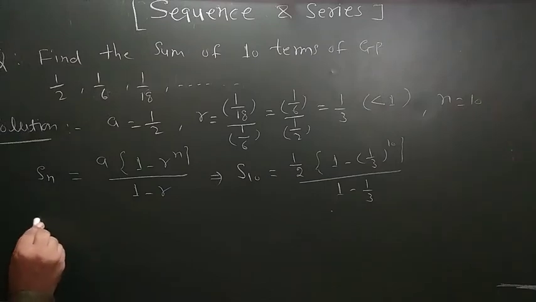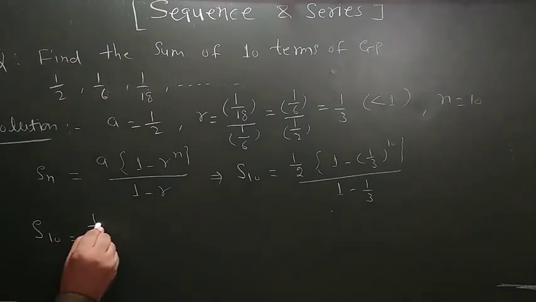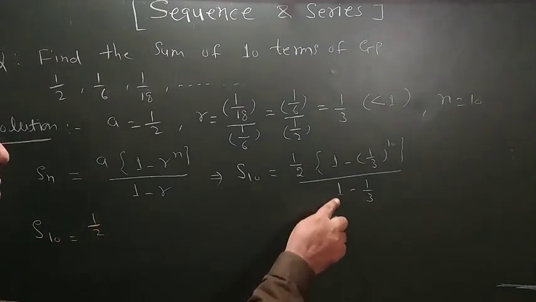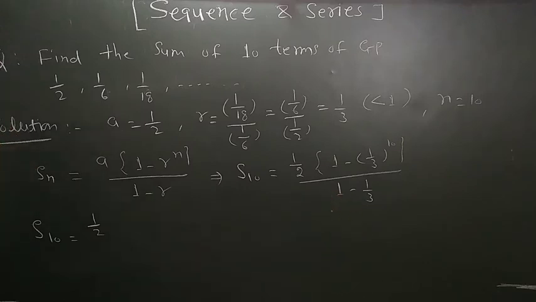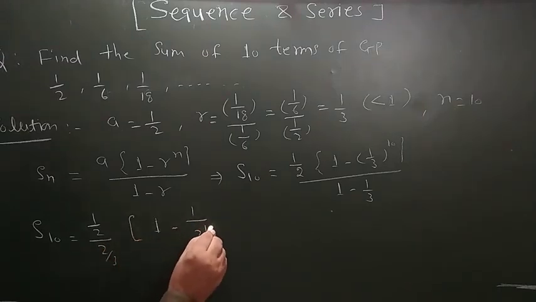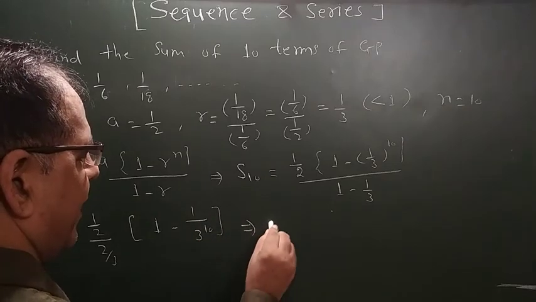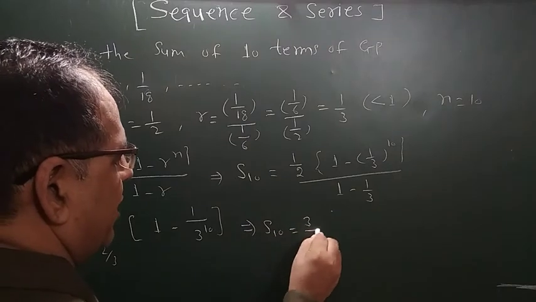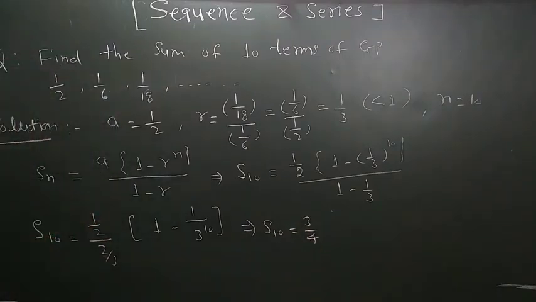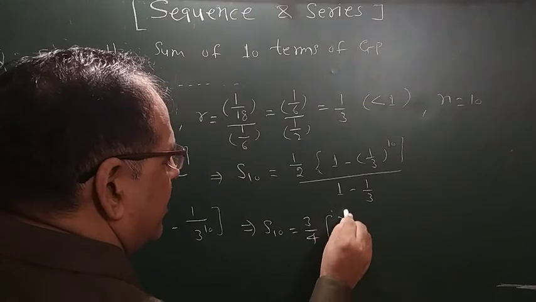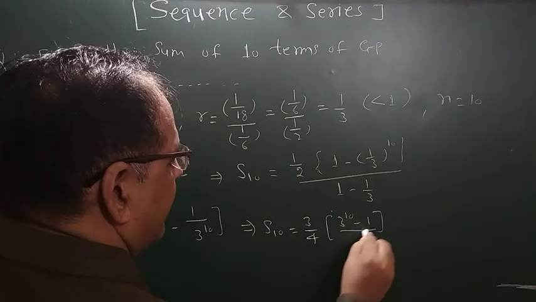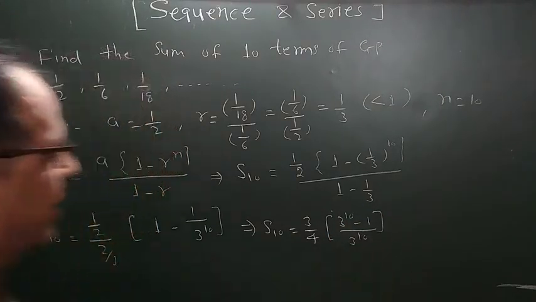Now simplify this. So S10 equals 1 upon 2 in the numerator, and again in the denominator 3 minus, so 2 upon 3 here, 2 upon 3 inside the bracket 1 minus 1 upon 3 to the power 10. So this becomes S10 equals 3 upon 4 outside the bracket, and inside the bracket we have 3 to the power 10 minus 1 upon 3 to the power 10.